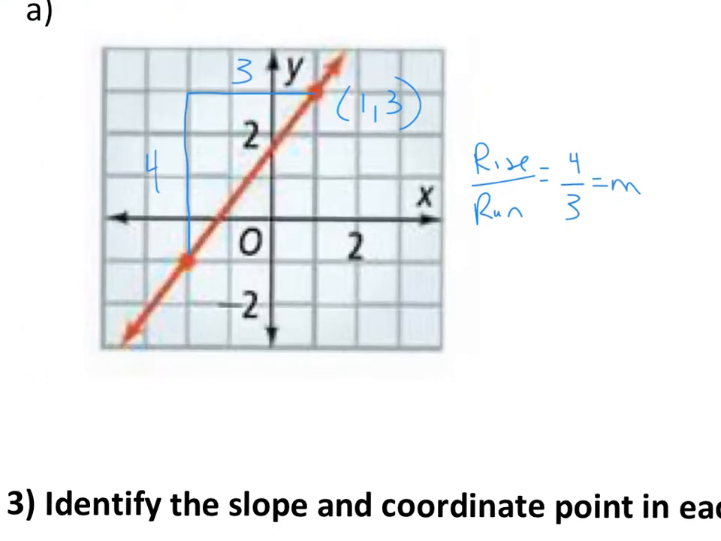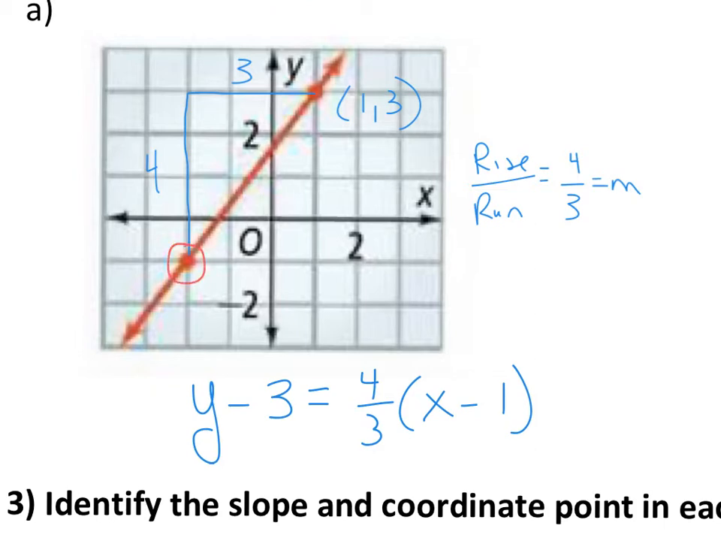Okay, so now again, you have a point, you have a slope. Let's write point slope form. y minus my y value, which was 3, my slope is 4/3, x minus my x value of 1. And that's your answer. Now again, if you wanted to use this other coordinate point down here, you could.